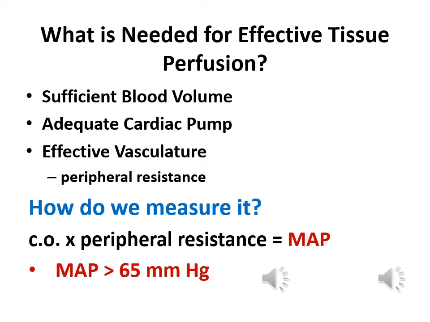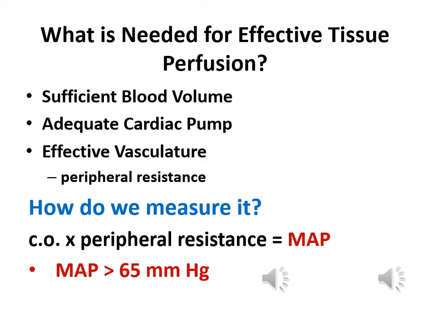In order for a client to be effectively perfused, they need to have a mean arterial pressure that exceeds 65 millimeters of mercury. So in order to get oxygen and nutrients out to all the cells of the body, the client must have an MAP greater than 65.